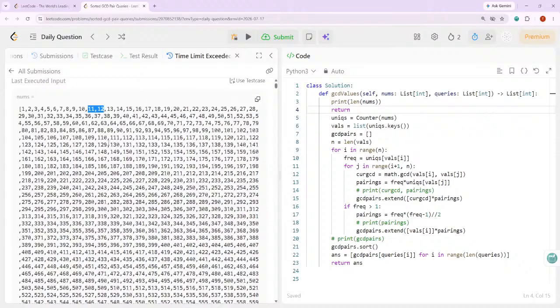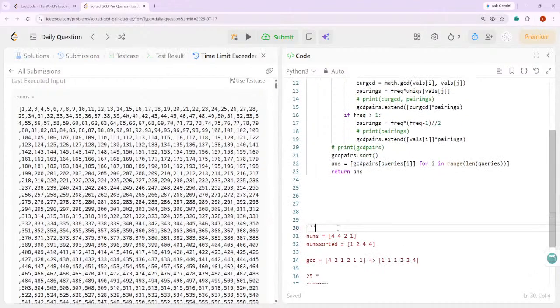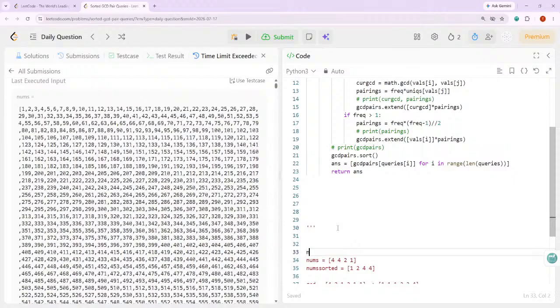Let's say I have two numbers where it's not relatively prime. So let's say nums is, say, 12, 14, and 20. So 12, 14 is going to be 2. 14, 20 will be 2. 12, 20 is going to be 4. And those are the GCDs of the pairs: 2, 2, 4.